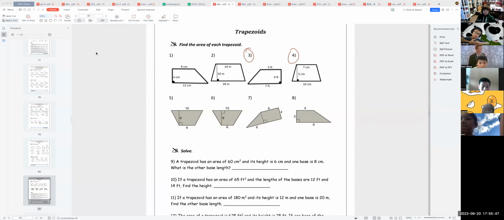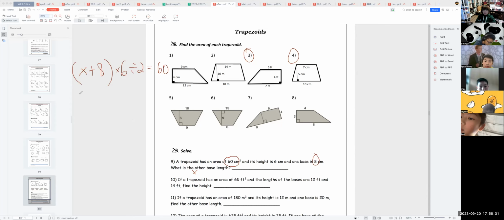Okay, so number nine. A trapezoid has an area of 60 centimeter squared and its height is 6 centimeter, and one of the bases is 8 centimeter. What is the other base? Everybody, using algebra, okay? This is the other base. Get it? Okay, so if I name the other base X, I know it's one base plus the other base times the height divided by two. Should it equal what? Enzo? Equals 60. Very good.